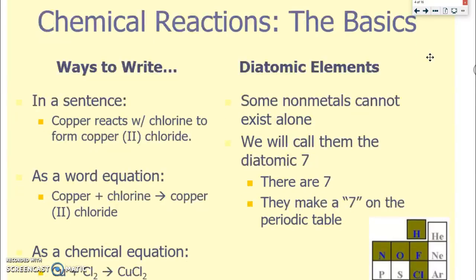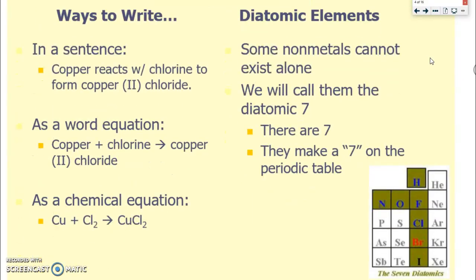Continuing our basic study of what chemical reactions are, there's a variety of ways to write out a chemical reaction. It can be written in the form of a sentence: copper reacts with chlorine to form copper 2 chloride. This should not be a struggle for you because we have covered how to name and write chemical formulas. It is expected that you can still do that at this point and for the remainder of the semester.